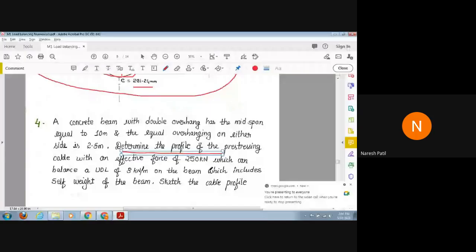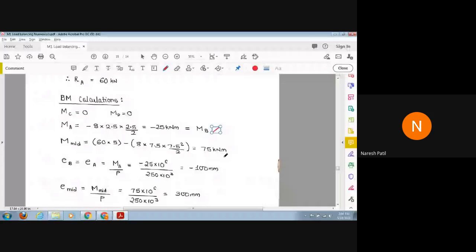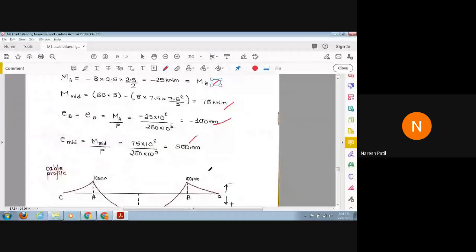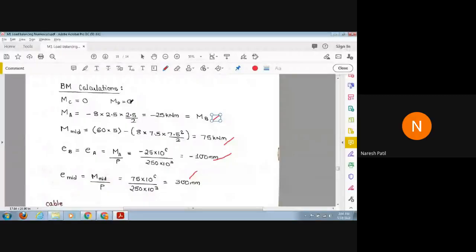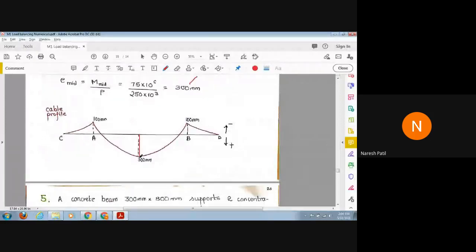Okay, so here again it is the same. We have got the cable profile and the overhang on both sides. So in this case, again you have to find out the bending moment, then find out e. The bending moment at C is equal to 0, so e will obviously be 0. Bending moment at A, so we get the eccentricity at A, and even at midspan. The question is over. Three bending moments, three eccentricities.